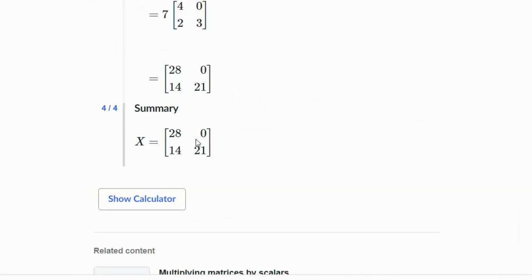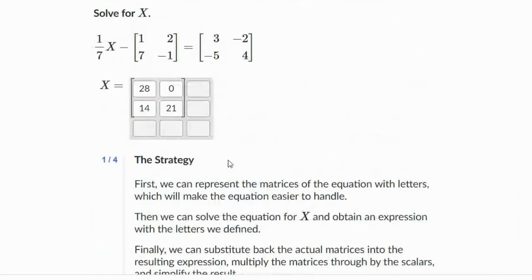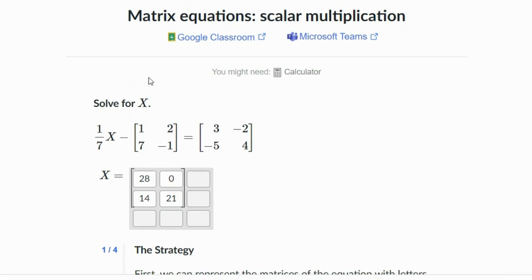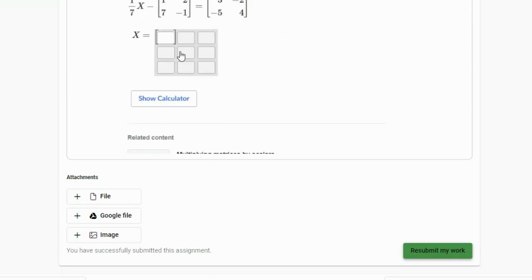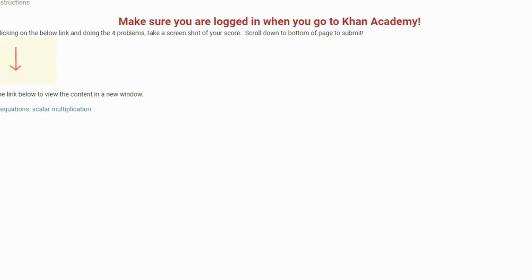There's the answer, 28, 0, 14, 21, which is exactly what we had, but it won't count it right because it gave us the wrong size matrix. So we know we can't complete this 4 out of 4, no possible way. The next one that gave us one is correct. But we know we can't get 4 out of 4. So we turned in the picture of the bad answer, and we will get 100%. All right.